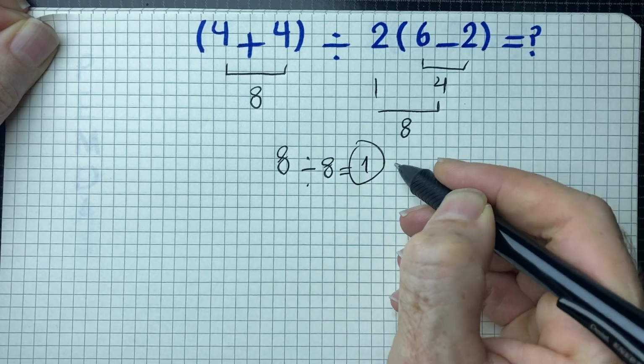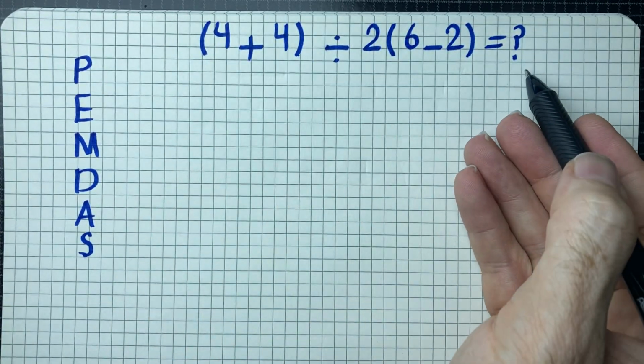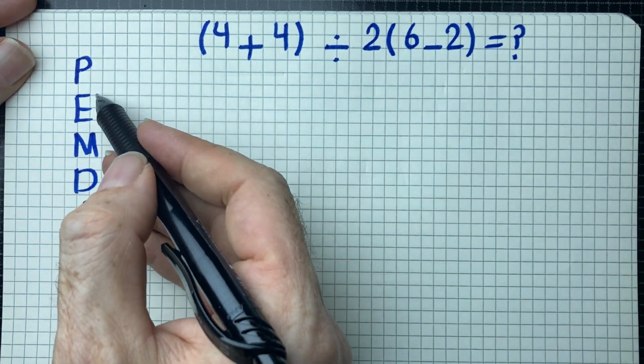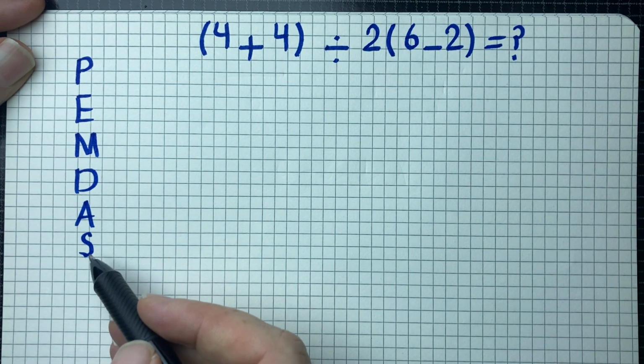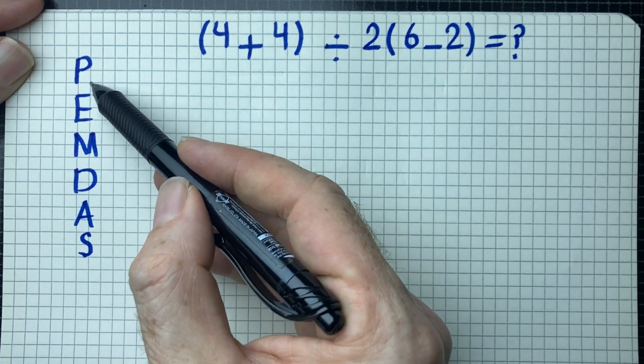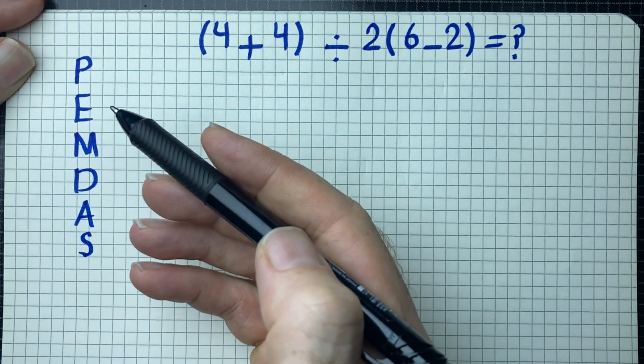If your answer is 1, you are wrong. Why? Because to solve this type of question, we need to follow a set of rules that is called the order of operations. The order of operations can be remembered by PEMDAS. Each letter stands for a different operation.